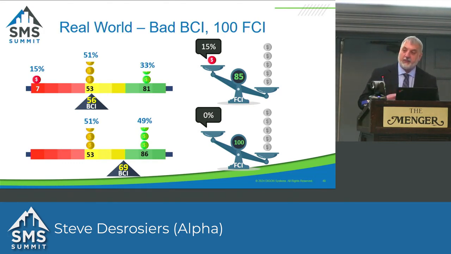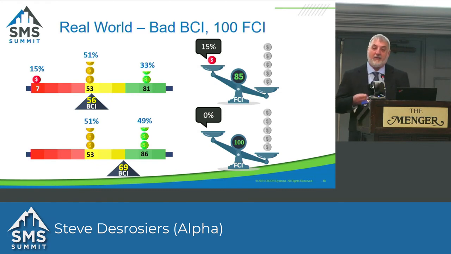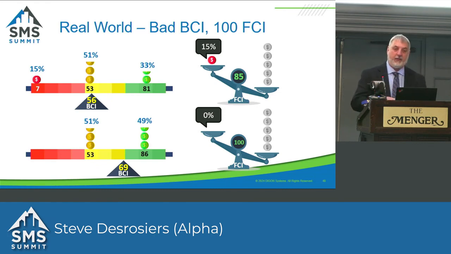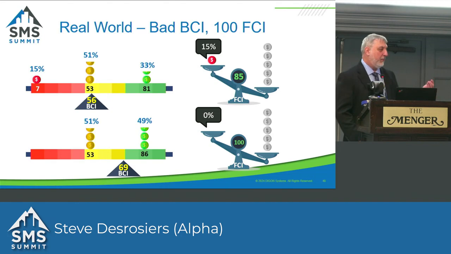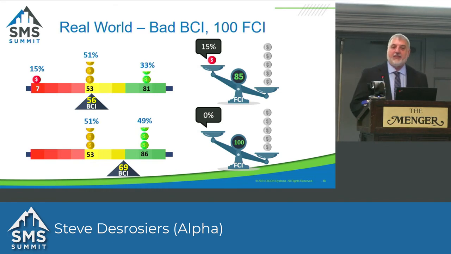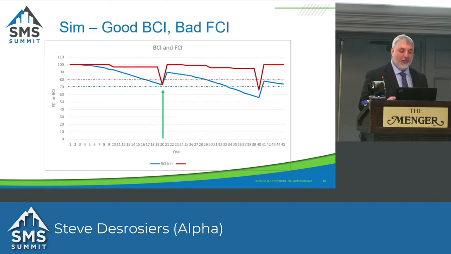So it is possible to have an FCI of 100 and still a failing BCI. It doesn't happen a lot, but it does happen. I've seen it as high as 10, if you did this in about 10% of your inventory, is the maximum I've seen that can be in this situation. So just know that that can happen. That's all I'm going to say today.